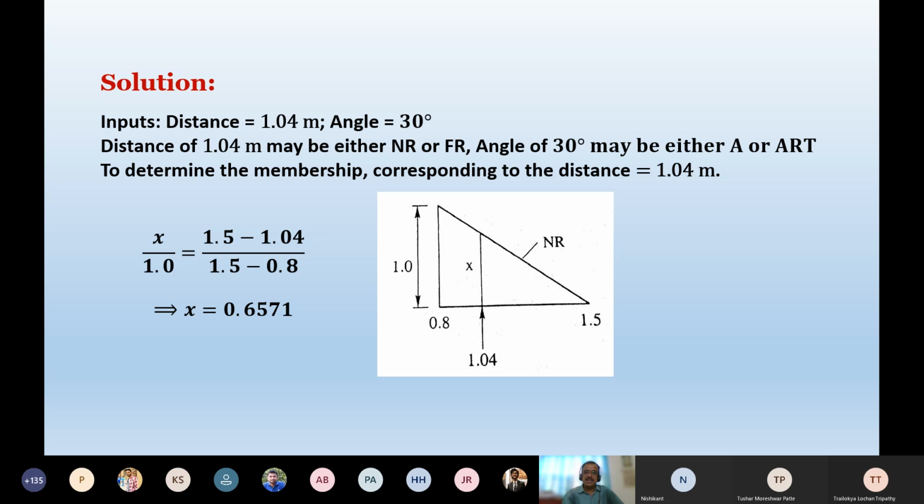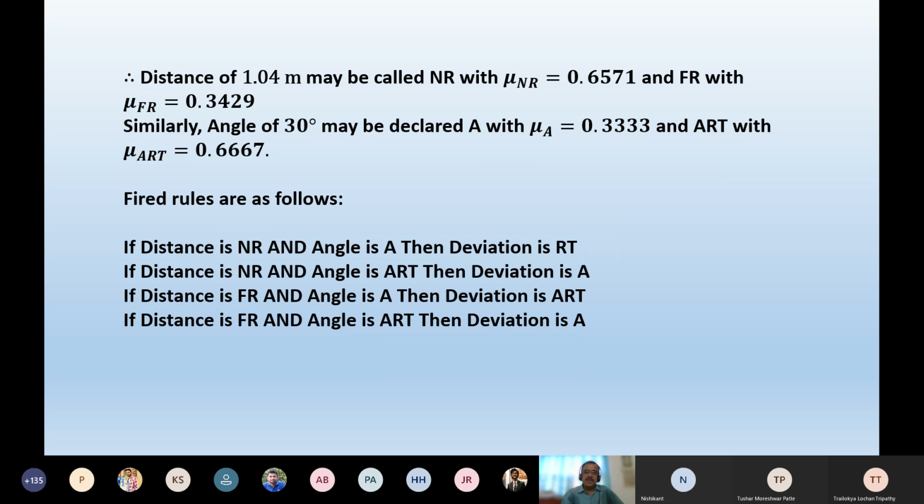An angle of 30 degrees may be either ahead or ahead right, and corresponding to distance equals 1.04, I can also find out the mu. So mu corresponding to near is 0.6571 and mu corresponding to far is nothing but 0.3429. If you just add them up, this will become 1.0.